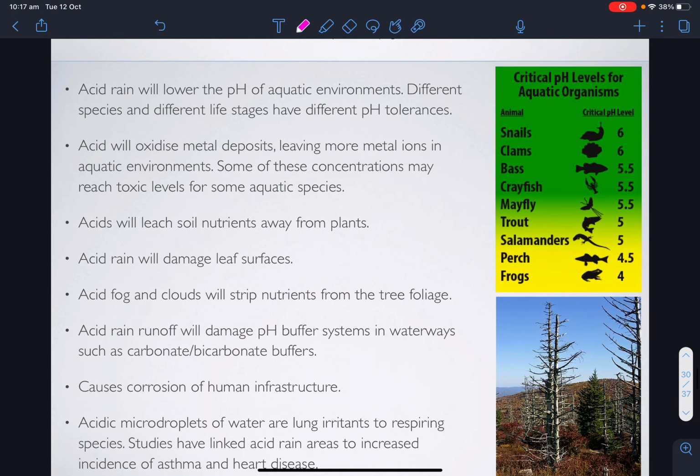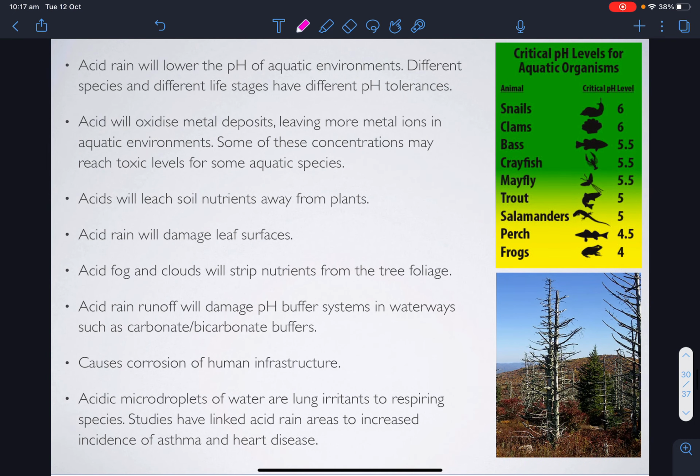Okay, the impacts of acid rain. I've just chosen the main ones here. There are a few more, and you can go more into depth, but these are the main ones summarized. Acid rain will lower the pH of aquatic environments. Anything with water, it's changing the pH, lowering it. Different species of animals, plants, bacteria, algae, all the various forms of life have pH tolerances. Some of them can be quite narrow, and some of them have a bit more wiggle room.